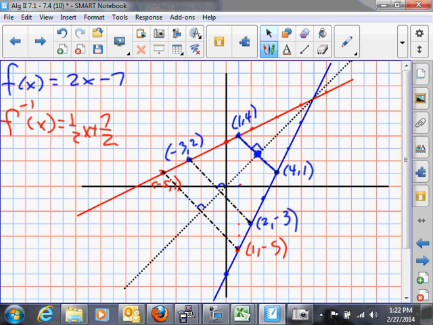What happens is that the graph of the inverse of a function is its reflection over the line y is equal to x. Every point on the graph, if you go to the line y is equal to x and the same distance on the opposite side, you'll get a point on the graph of the inverse. So it turns out graphically that when you graph a function and its inverse, the inverse is reflected over the line y is equal to x.